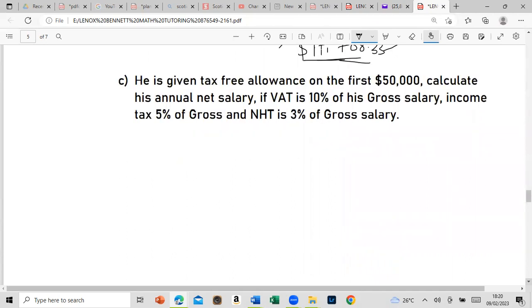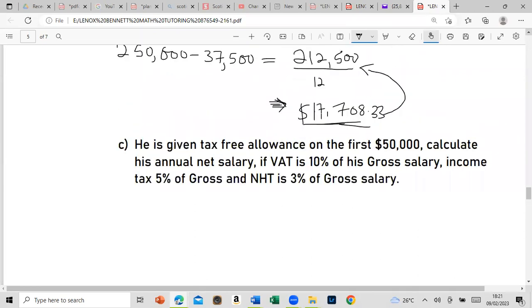This is where it gets a little bit complex. He's given a tax-free allowance on his first 50,000. Calculate his net annual salary if VAT is 10% of his gross salary, income tax is 5% of gross, and NHT is 3% of gross. So how do you approach this, guys?